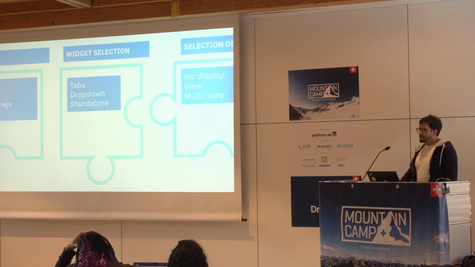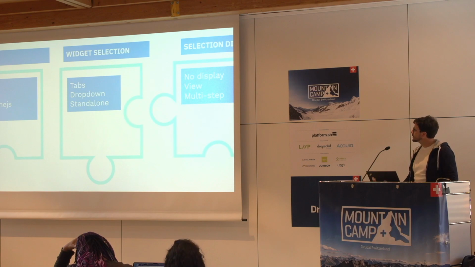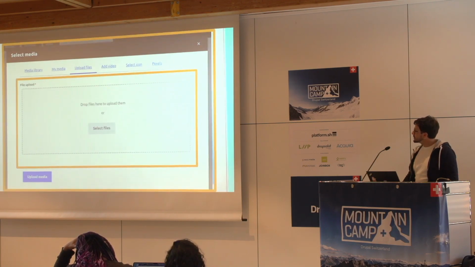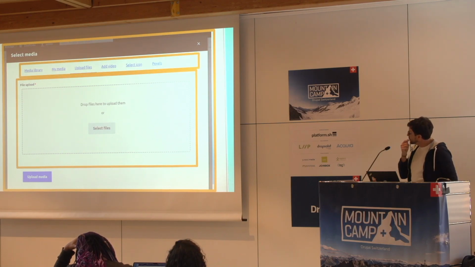Then, because it's possible to have multiple widgets, we need a way to switch between those. Out of the box, again, Entity Browser provides tabs, drop-down, and standalone. So you can see it at work here, though this is from our distribution, from our install profile called Primer. You can choose between multiple things.